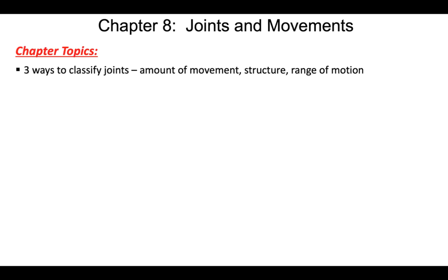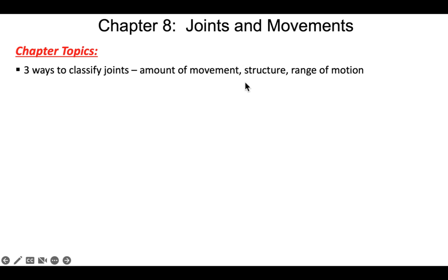First slide we're going to do is classification. So there's a lot of different ways to classify a joint. You do it based on the amount of movement, which is a pretty general category. You're either immovable, like a suture, or you're freely movable, like a synovial joint, or you're somewhere in between. We call that slightly movable.